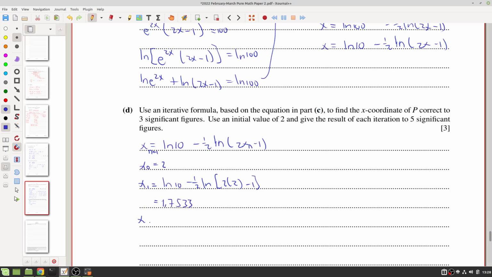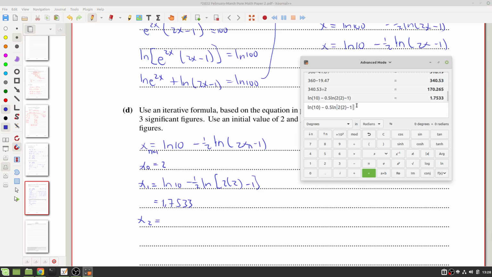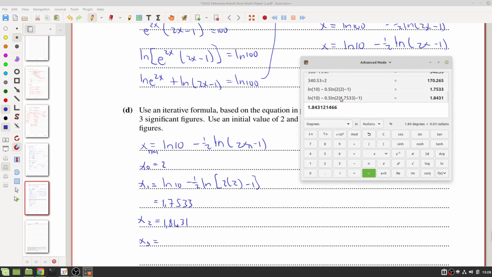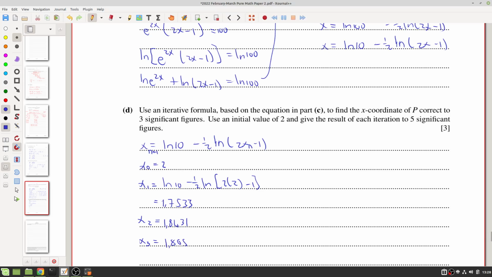And then we'll do x2. So x2 is now when we substitute this in. So I'm just going to take this, substitute in our previous value, 1.7533. That's 1.8431. Then x3, the next one. So we're going to keep going until the third significant figure rounds off to the same value each time. So here we're going to add 1.8431. So 1.8085.